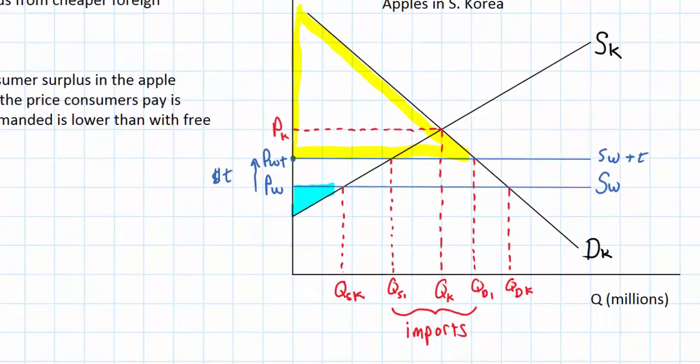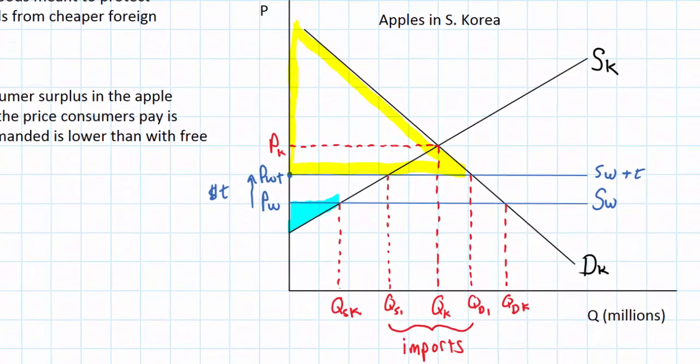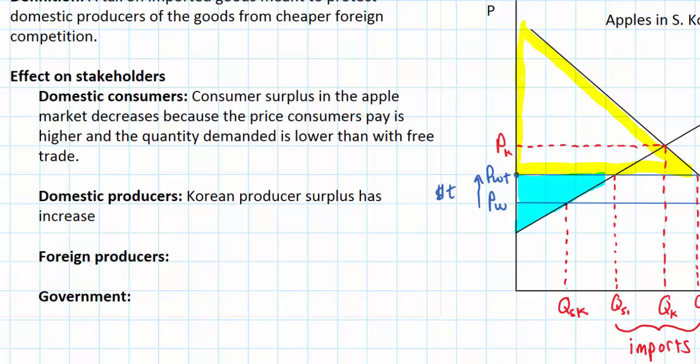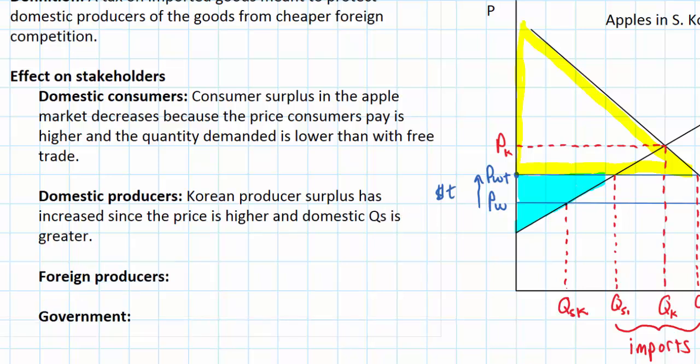However, now that the price is higher, domestic producer surplus has increased to the larger triangle below PWT and above the domestic supply curve. So to evaluate the effect of the tariff on domestic producers, we can say that producer surplus, or at least Korean producer surplus, has increased since price is higher and domestic quantity supplied is greater. Producers are made better off at the expense of domestic consumers.